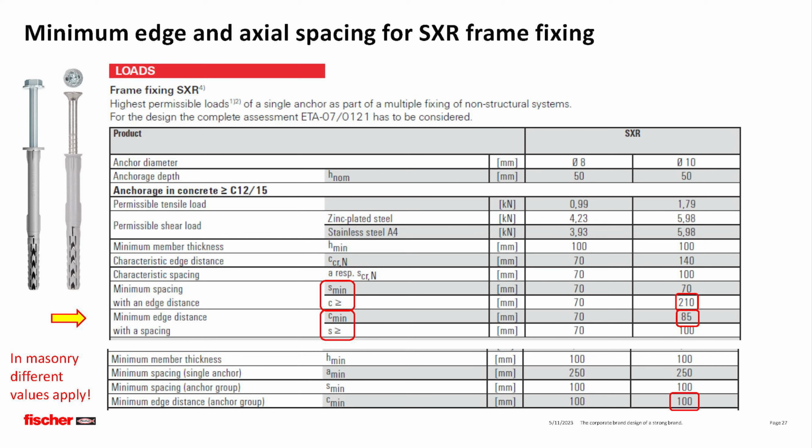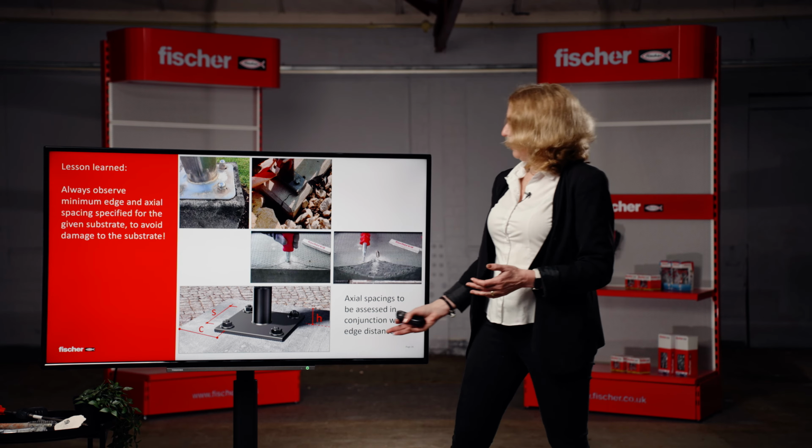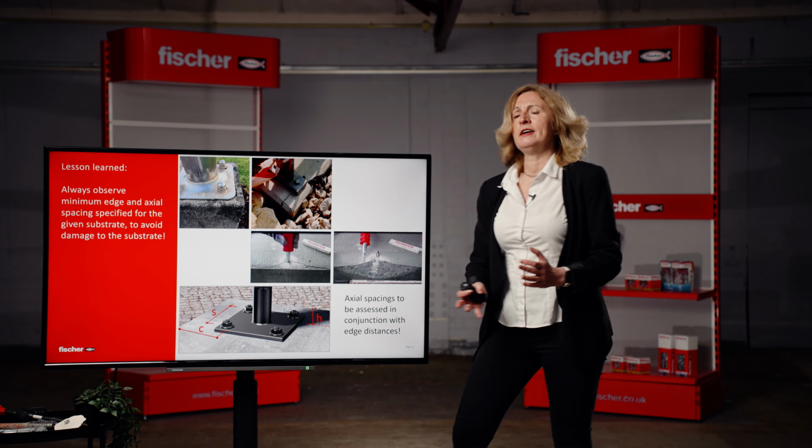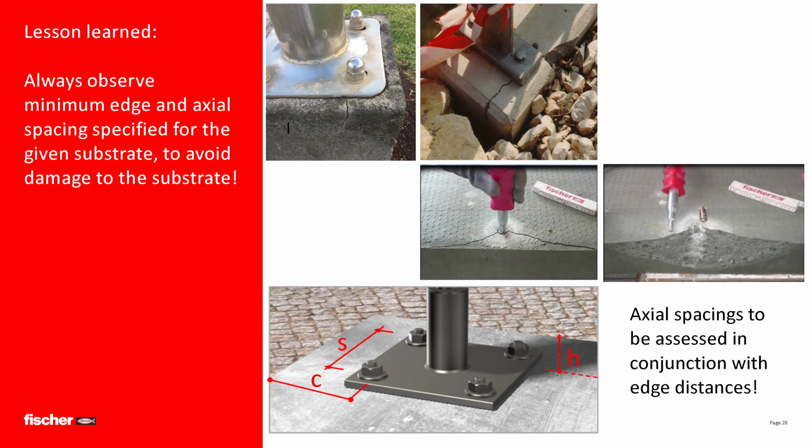If you go into masonry, again, refer back to published data. What is the minimum edge distance in masonry? In this case, it would be 100 mil. So lesson learned: if you have connections where you have a base plate with relatively small axial spacing and also a free edge, refer to published data or use design software, because you have to evaluate the distances altogether.